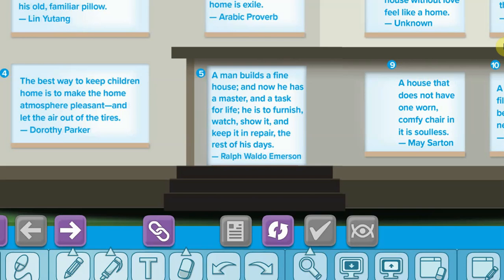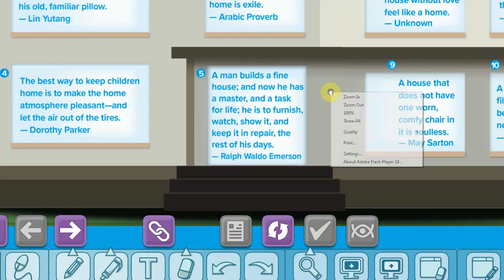رجل بيبني منزل جميل. And now he has a master. والبيت ده بيبقى ليه master سيد. والسيد ده بيبقى ليه task مهمة for life في حياته. He is to furnish يعني يفرش، يؤسس الأساس بتاع المنزل ده، ويراقب watch show it ويعرضه، and keep it in repair ويحافظ عليه بعمل الإصلاحات اللازمة the rest of his days باقي الأيام أو باقي حياته.